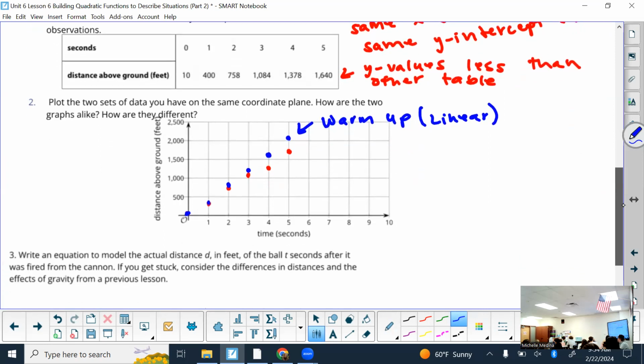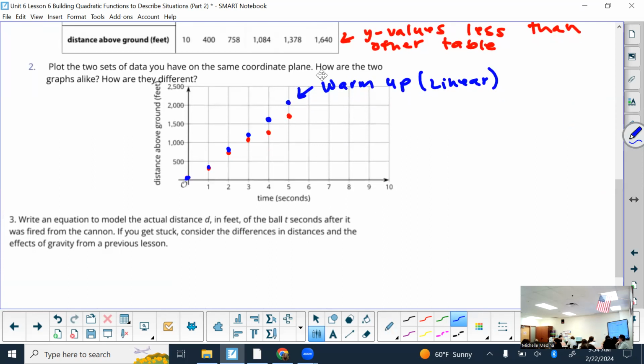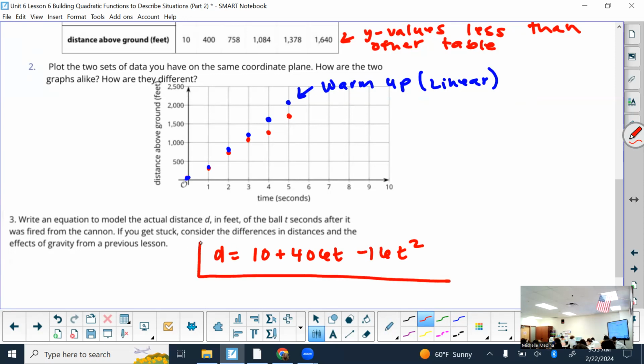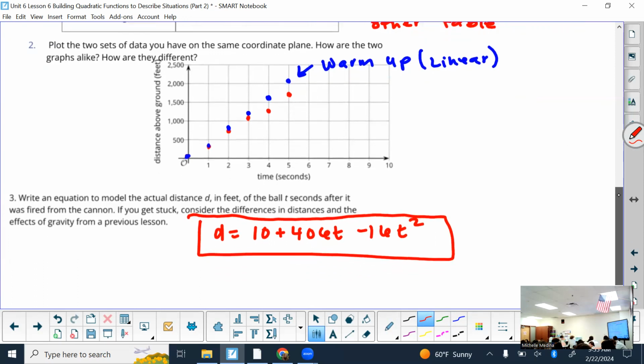So this last part says to write an equation for our actual data. I don't think you'll ever have to do that. I don't even think in algebra before. So I'm going to tell you what the equation is, and then we're going to talk about the equation. But this red data is represented by 10 plus 406t minus 16t squared. Okay, that's the equation for the red data.